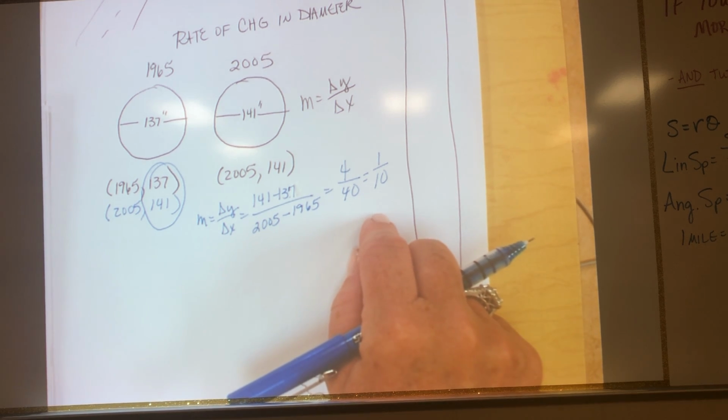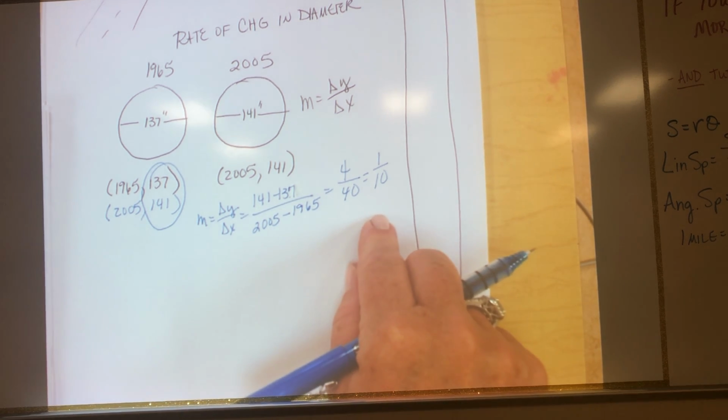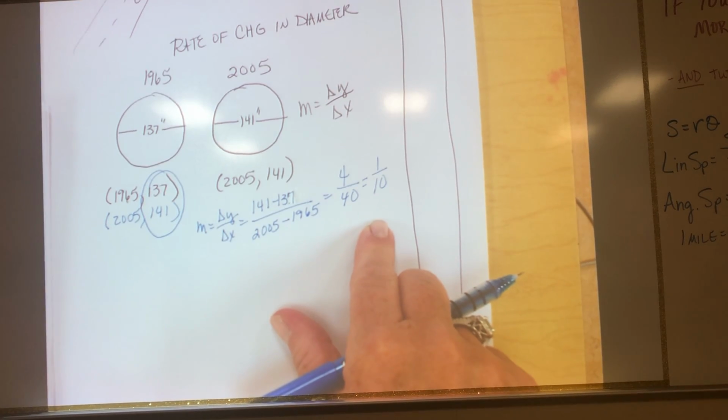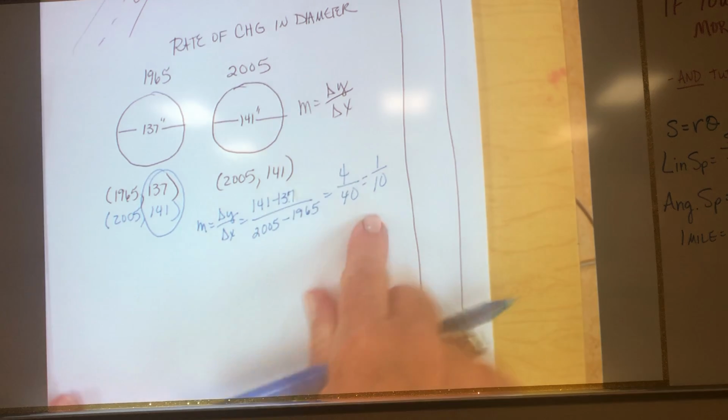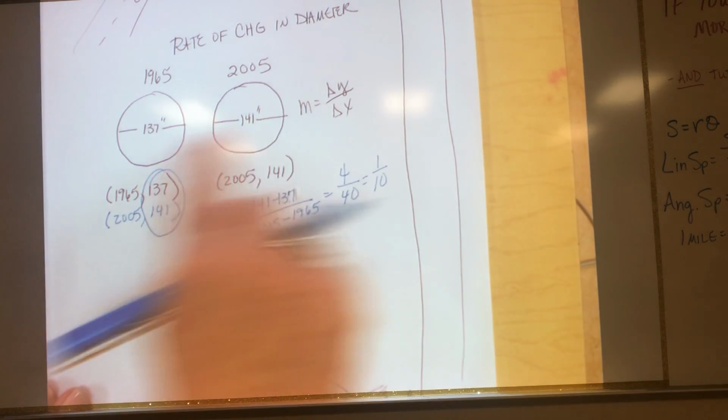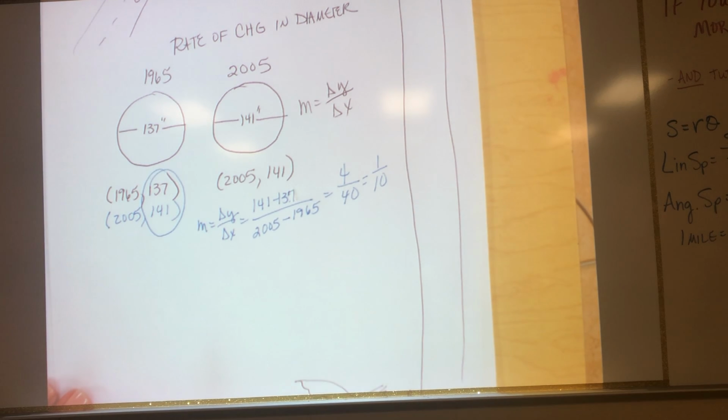Yeah, he's going to be like, what? What are you talking about? We're not talking about slope. We're talking about the rate of change in the diameter. Do you see what I'm saying? That is the slope, okay? But tell me what this means with respect to my sequoias. 1 inch per every 10 years.